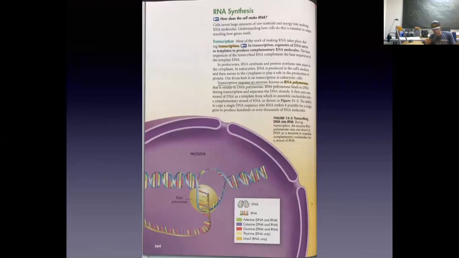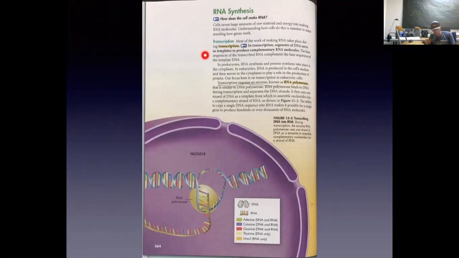Transcription, just like you would transcribe a letter or a text message or an email nowadays. Transcribing means to write something, right? And if you just Google the word transcription, I guarantee you're going to get nothing but RNA stuff, because it's a vocab word. Transcription is the process where segments of DNA serve as templates to produce complementary RNA molecules.